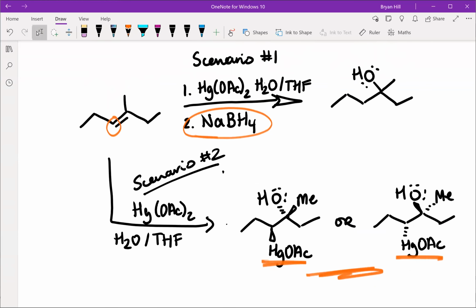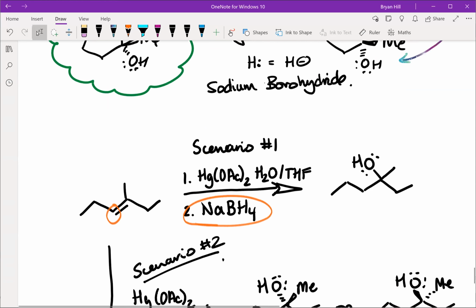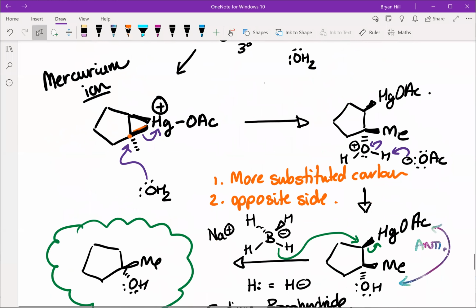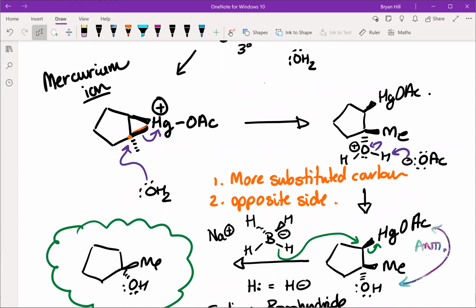Just keep that in mind. Are there any questions on the oxymercuration? It's very similar to the bromination, the halohydrin reaction, where you've got bromine, your electrophile, plus water, the nucleophile, in the second step. It's almost completely analogous. The only thing we need to worry about is getting rid of that mercury in the second step with the sodium borohydride.